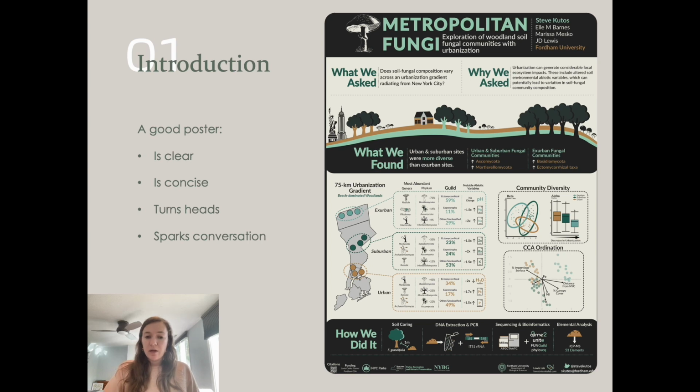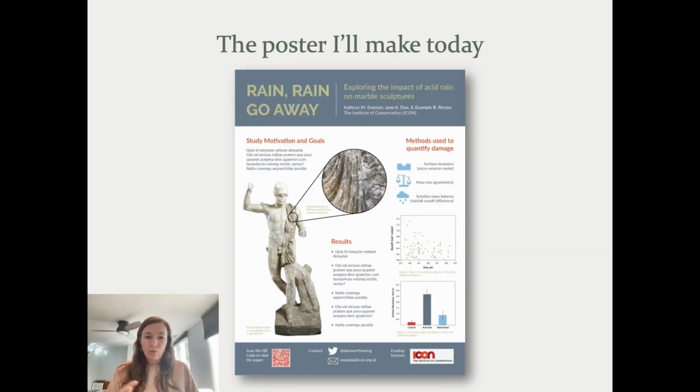But the poster that I'm actually going to walk you through today and show you specifically how I made it is this one here. And I cannot emphasize enough, this poster is completely made up. Not a single part of this poster is based on real data. I just had this idea of maybe making a poster that was completely out of my own element, not related to evolutionary biology. It's about exploring the impact of acid rain on marble sculptures. Is this a thing that people think about? I don't know. But now here's a fake poster about it.